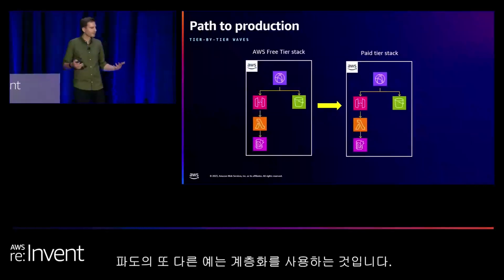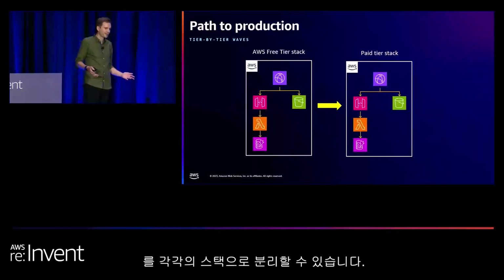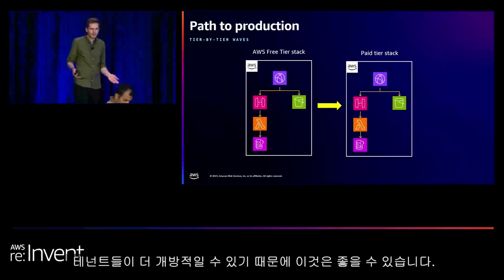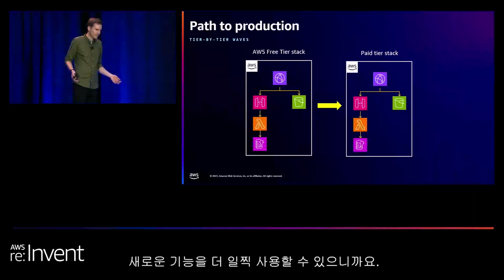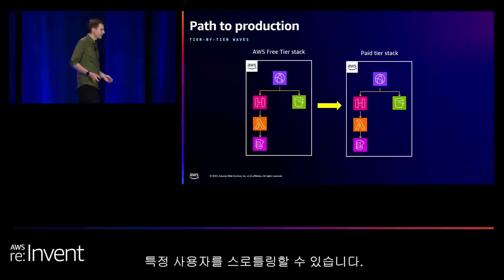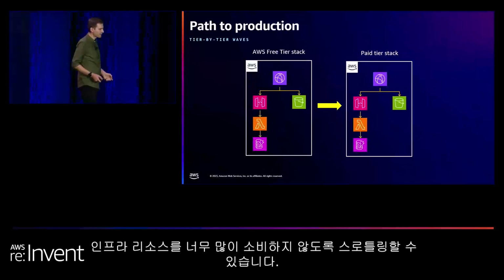Another example of waves is using tiering. For example, we could separate out free-tier tenants into their own stack. And this might be good because those tenants may be more open to having new features earlier. And we can also control the throttling a bit more. We might want to throttle those particular users to ensure they don't consume too much infrastructure resource.